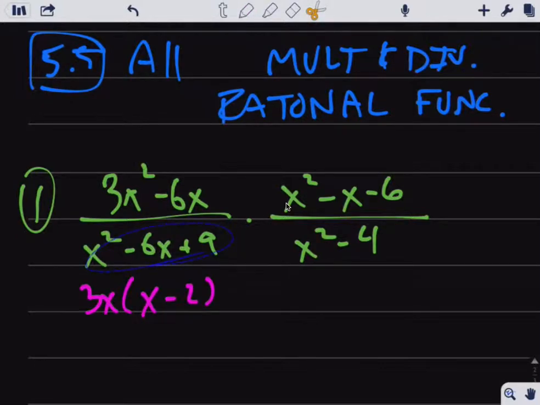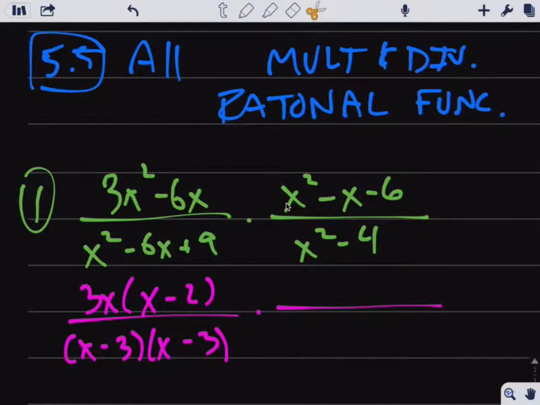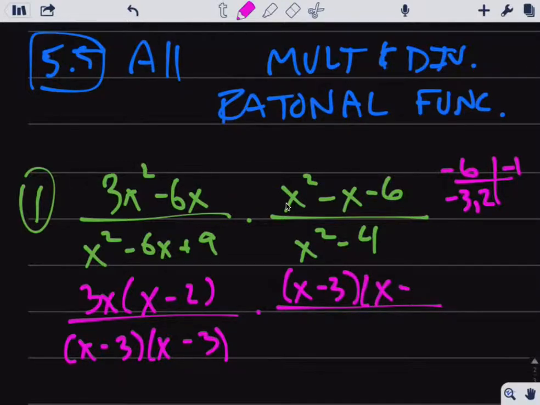Looking here, that's a perfect square trinomial, so that's x minus 3, x minus 3. Looking here, I want the factors of negative 6 that add to negative 1, so it's negative 3 and 2. X minus 3, x plus 2. And then x squared minus 4 is a difference of squares, so that's x plus 2, x minus 2.